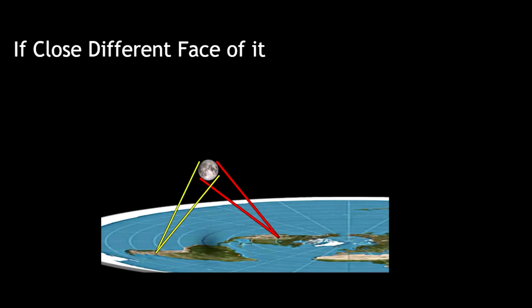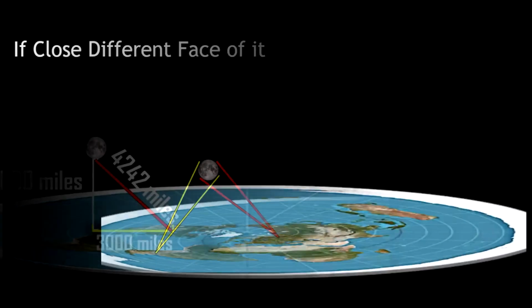That would be the way that it would work on a flat earth. If it was close, then you'd be seeing a different face. Notice the following here. You can see in this picture that even from South America to North America, the people on one side would see one face, while the people in North America would see the other face. That's not reality. Again, that's not what it really looks like in the sky.